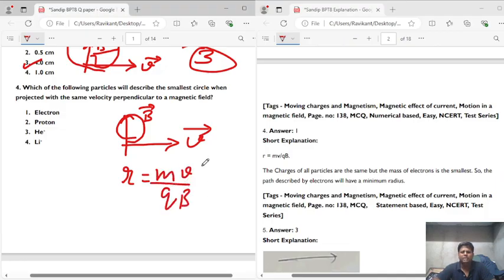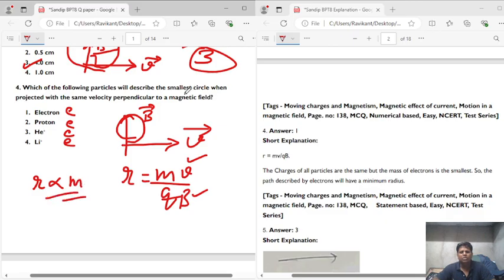In the question, they say that all the 4 particles given in the options are projected with the same velocity in the same magnetic field. Now let's check the charge on all the particles. Electron has a charge of e, proton again has a charge of e, helium plus again has a charge of e, and lithium plus also has a charge of e, right? So all the particles have the same charge. So from here we can say that r will depend on the mass of the particle.